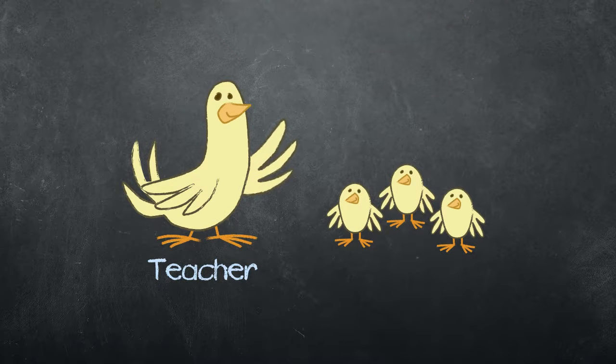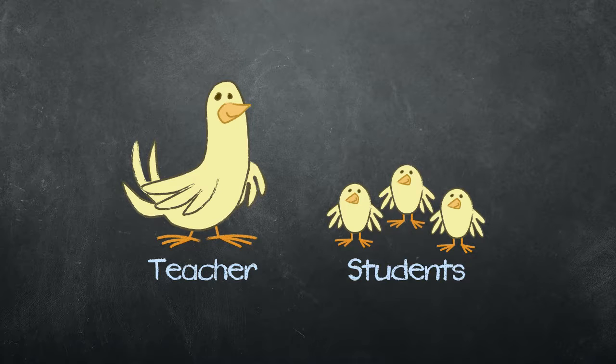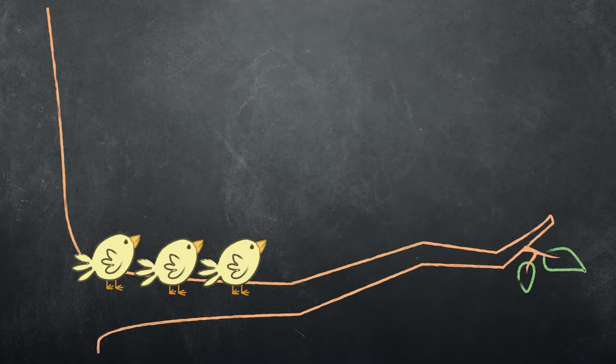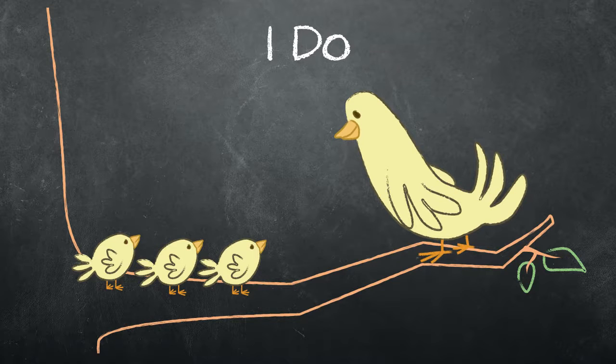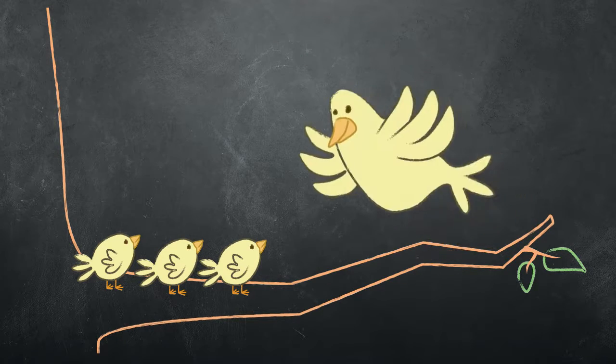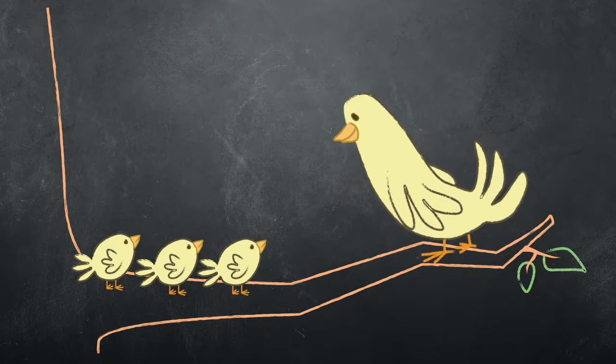The mother bird is the teacher and the baby birds are the students. The first step is I do. The teacher demonstrates the new skills she is teaching and explains the process to the students. The teacher might demonstrate the skill a few times to make sure the students understand.